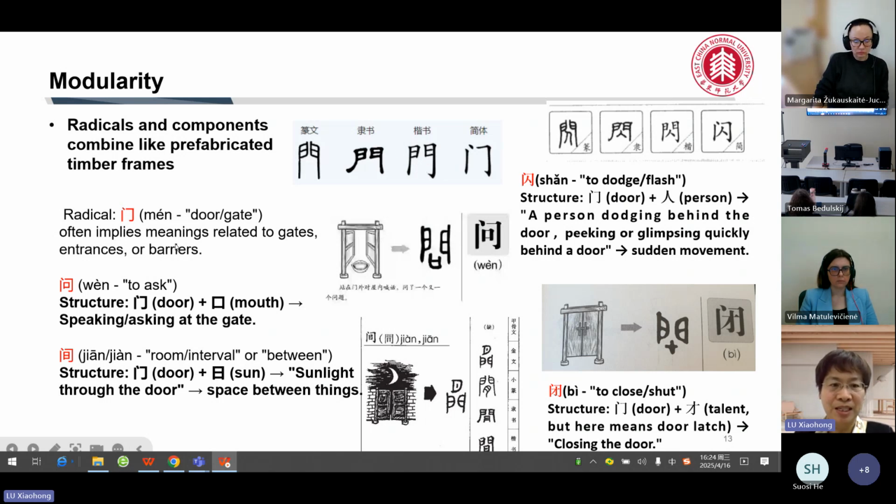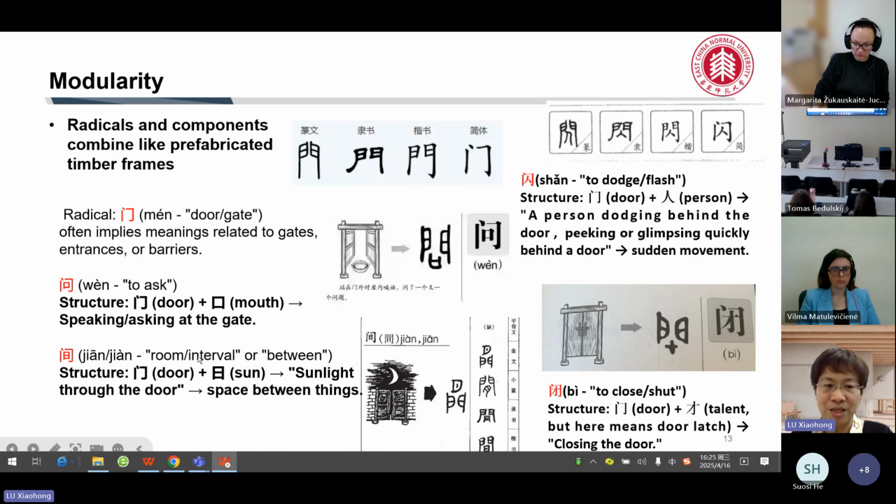For example, here we have the word 问, meaning ask. The structure is 门 plus 口. 口 here means mouth or speaking. So when you speak at the door, when you are asking someone at the door, it means ask. So you can guess the word through these components. Now another word is 间. For example, we use this word as a measure word a lot. For example, we say 一间房子.